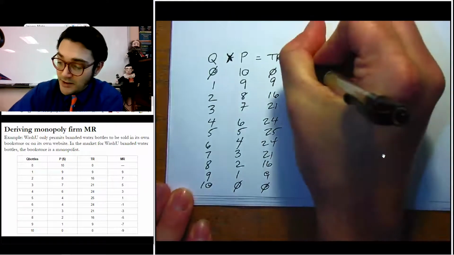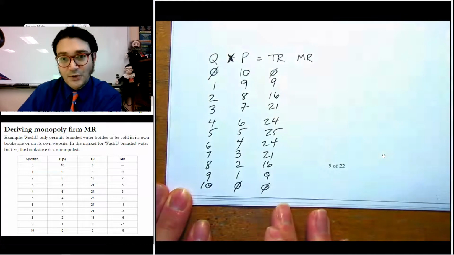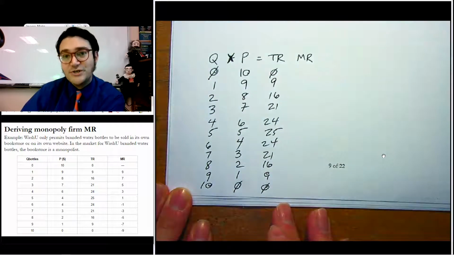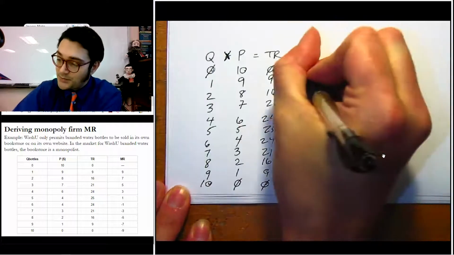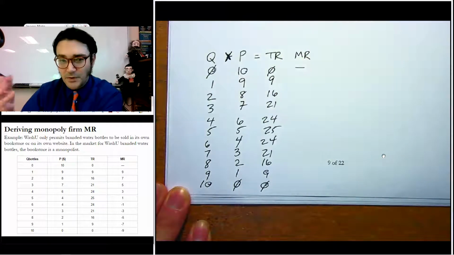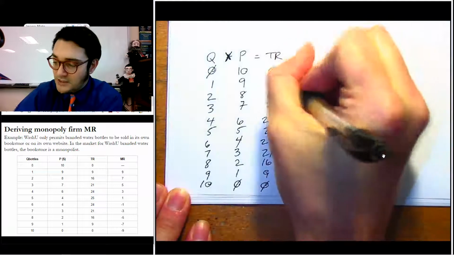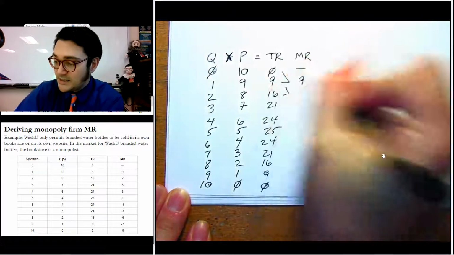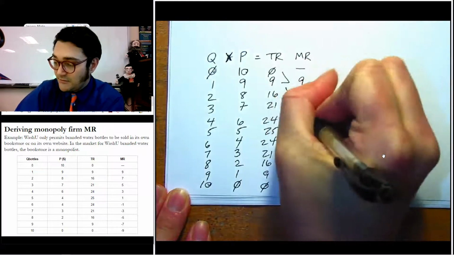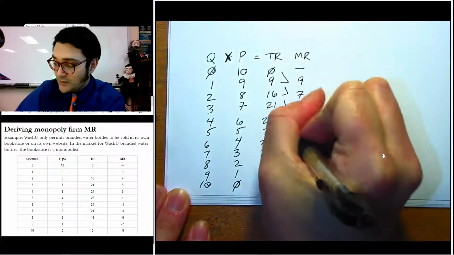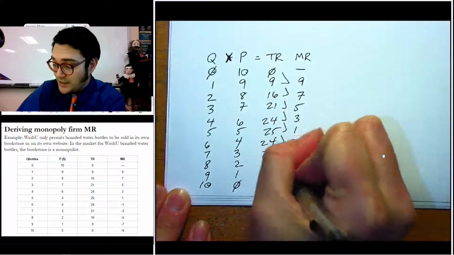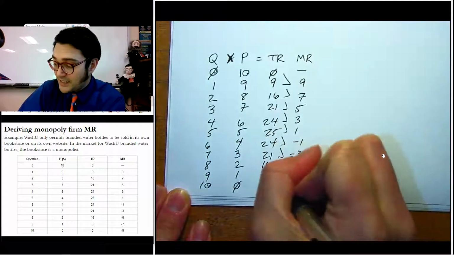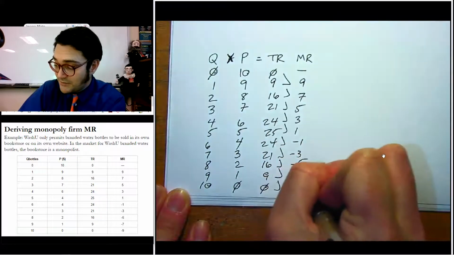Now, what we want to look at is the marginal revenue. Remember, marginal revenue is the change in total revenue generated from selling an additional unit of a product. So we would say there isn't one for the 0th unit because there's no change. But between 0 and 9, well, that's 9. 9 to 16 is 7, 5, 3, 1, and then -1, -3, -5, -7, and -9.